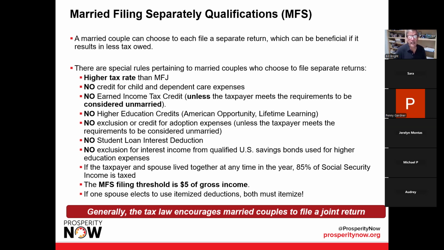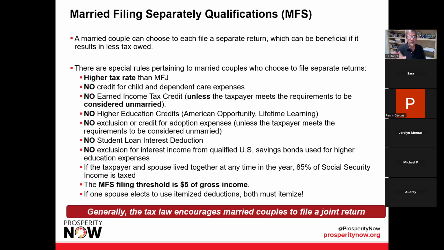You can't get the child and dependent care expenses credit. There's no earned income credit, unless there are a few requirements that they can meet if they're considered unmarried. No American Opportunity credits, no exclusion for the credit for adoption expenses, no student loan deduction, and no exclusion of interest income from savings bonds used for higher education expenses. And if the taxpayers lived together at any time during the year, 85% of Social Security income is taxed, even if that's all they have.